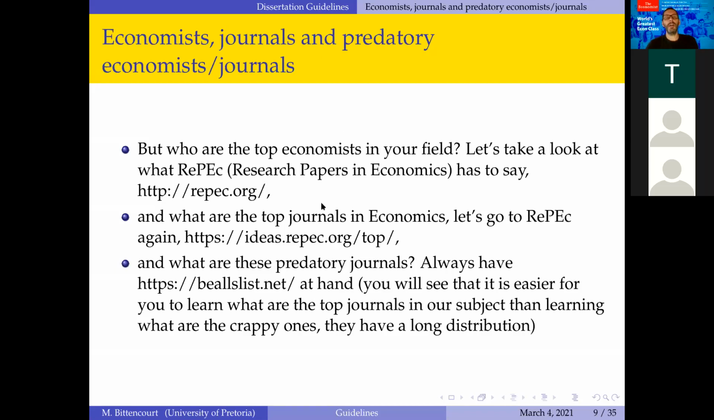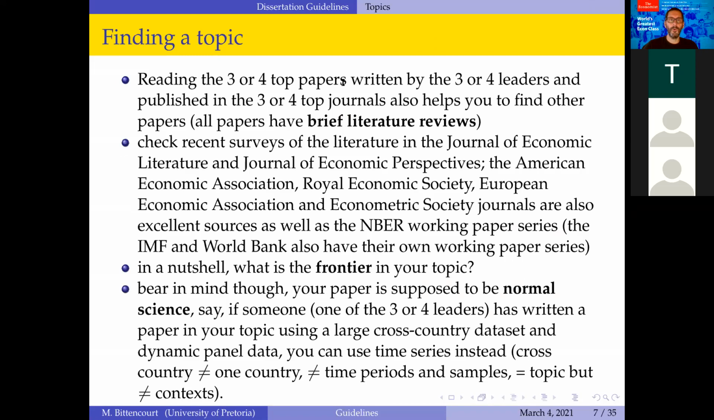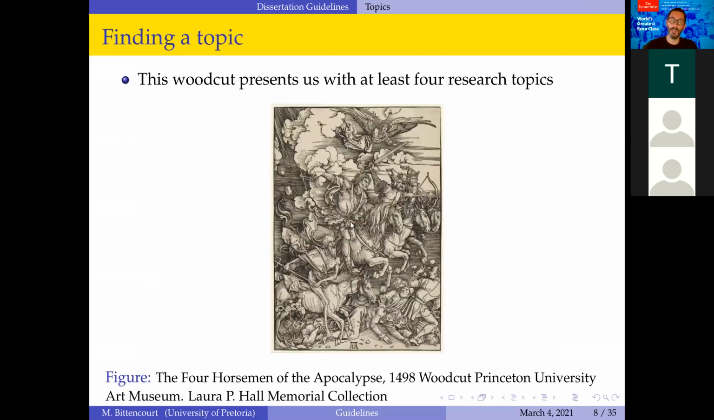After finding a topic, one thing that I highlighted a lot was the importance of getting to know what are the 3 or 4 top journals in economics, both general journals and also field journals, and the 3 or 4 top economists working in your topic, the topic that you fancy. So the importance of learning from the best, right? That's essentially what education is about, isn't it? We always have to stand on the shoulders of giants, all of us. So the top 3 or 4 papers, top 3 or 4 leaders, top 3 or 4 journals, all those things are important in finding a topic.